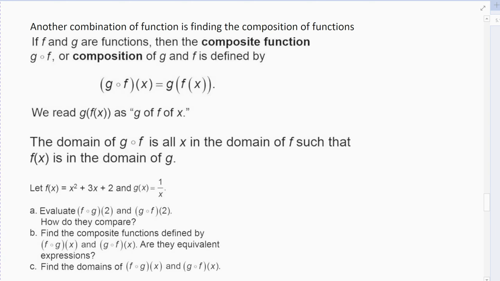Last operation, which is unique to functions. So we can add, subtract, multiply, divide functions, just like we can add, subtract, multiply, divide numbers. We do arithmetic. But a process that is unique to functions because of how they behave is the composition. This is when I could take a function and input it into another function.